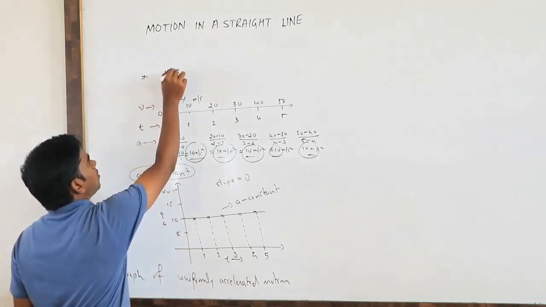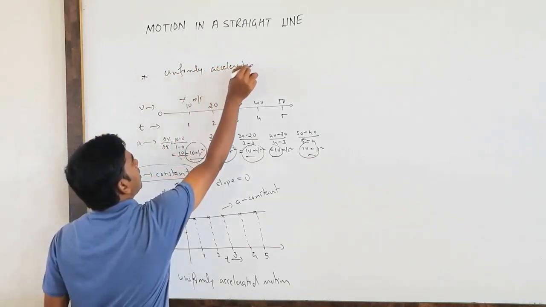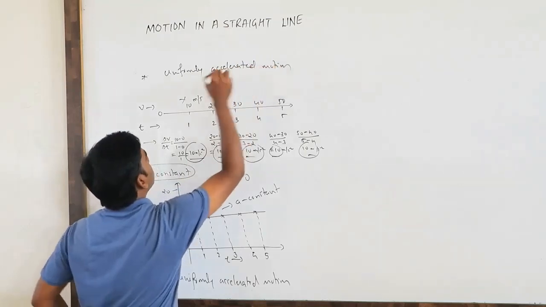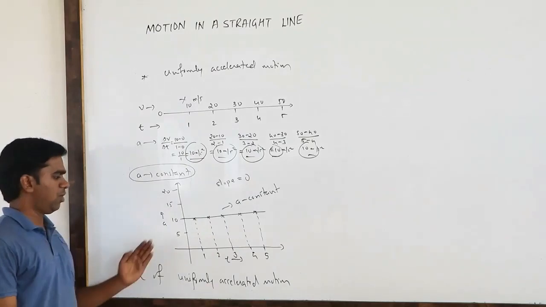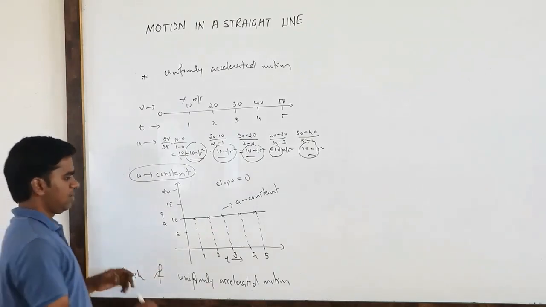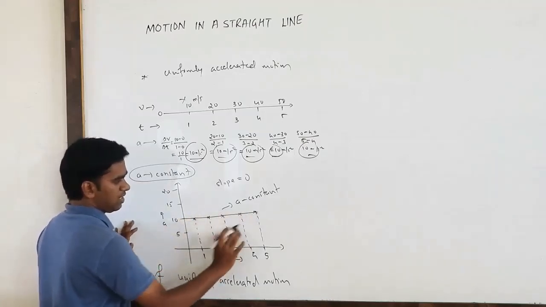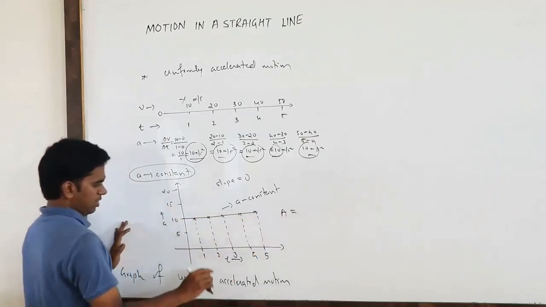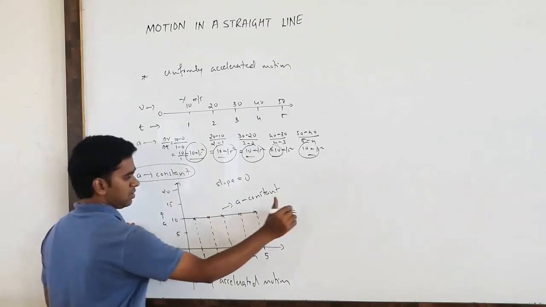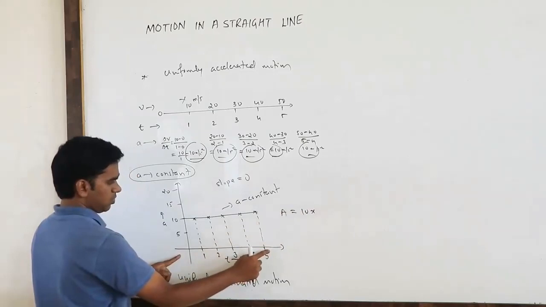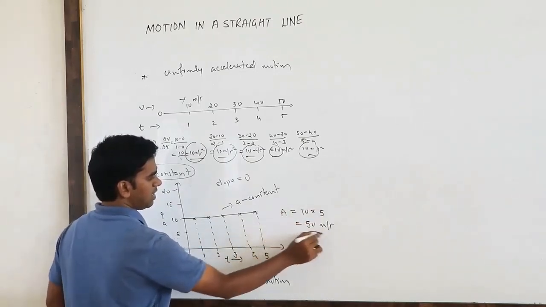So this is the graph for uniformly accelerated motion. If you want to calculate velocity, you can find the area. The total area is the area of a rectangle. This is 10, and the total time is 5, so 50 meter per second is going to be the velocity.